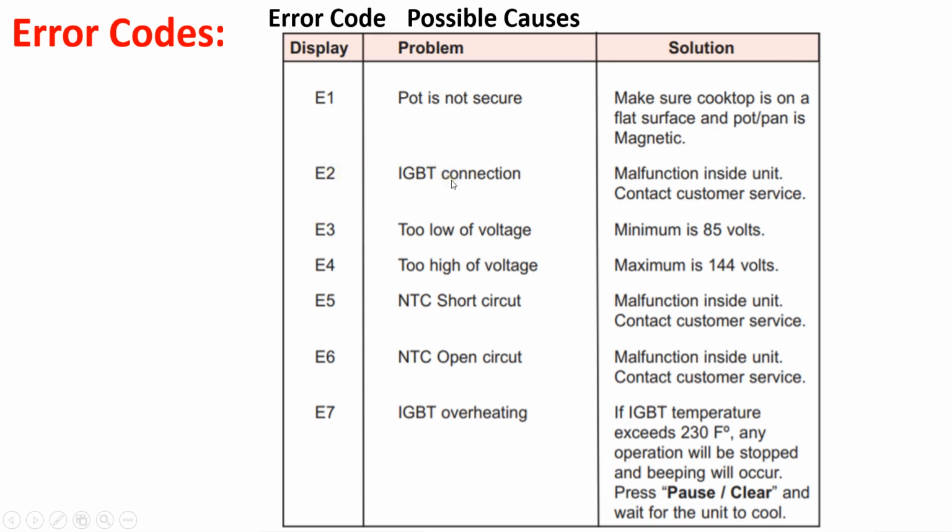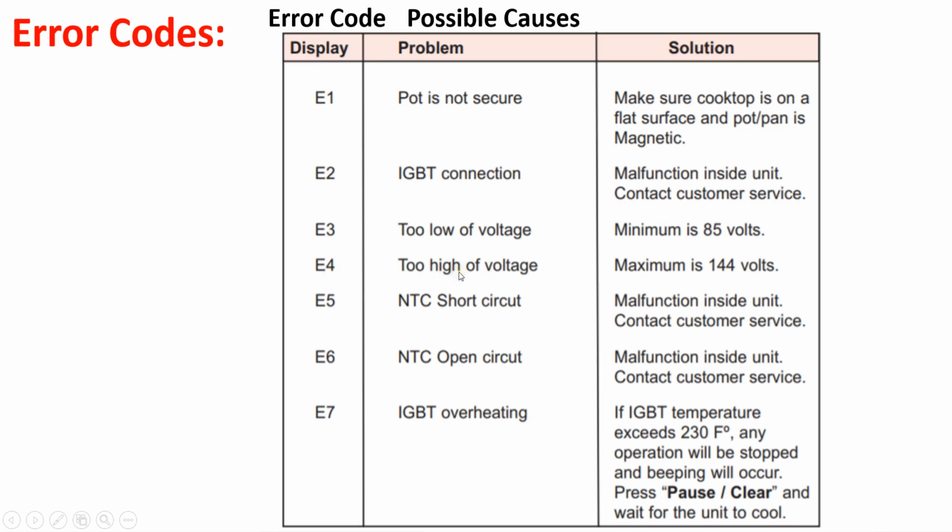And E2 error code will be displayed whenever there is a problem with the IGBT connection inside the cooktop. So this needs to be further serviced by a professional. E3 error code will be displayed whenever the incoming AC voltage to the cooktop is too low. Minimum voltage that is accepted is 85. Whenever the incoming voltage goes below 85 volts, this error code will be displayed.